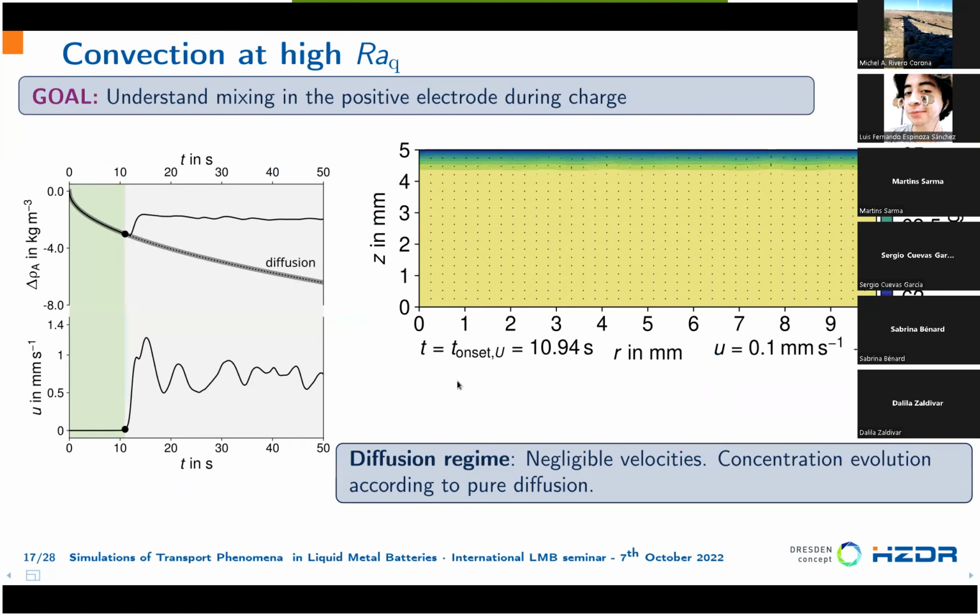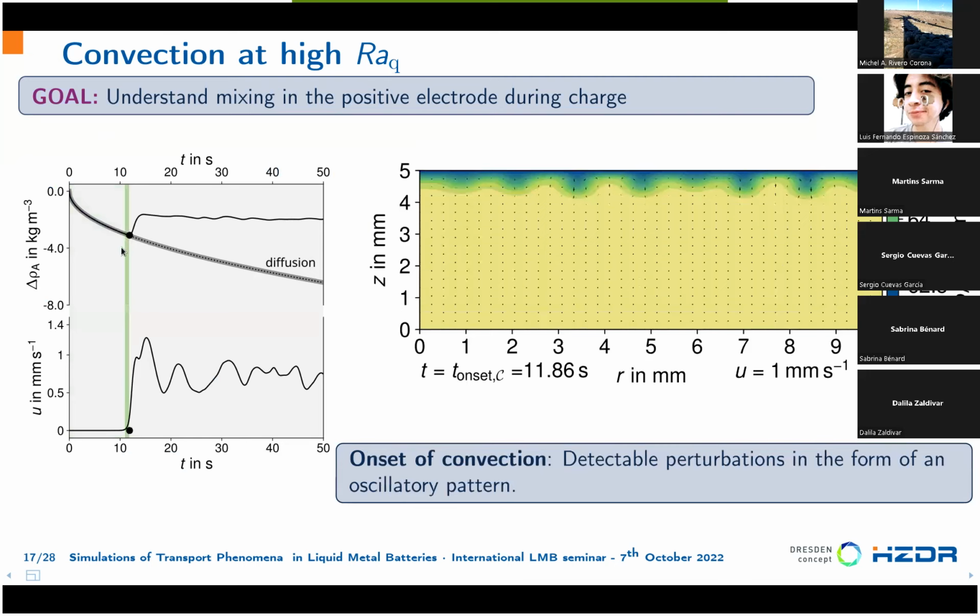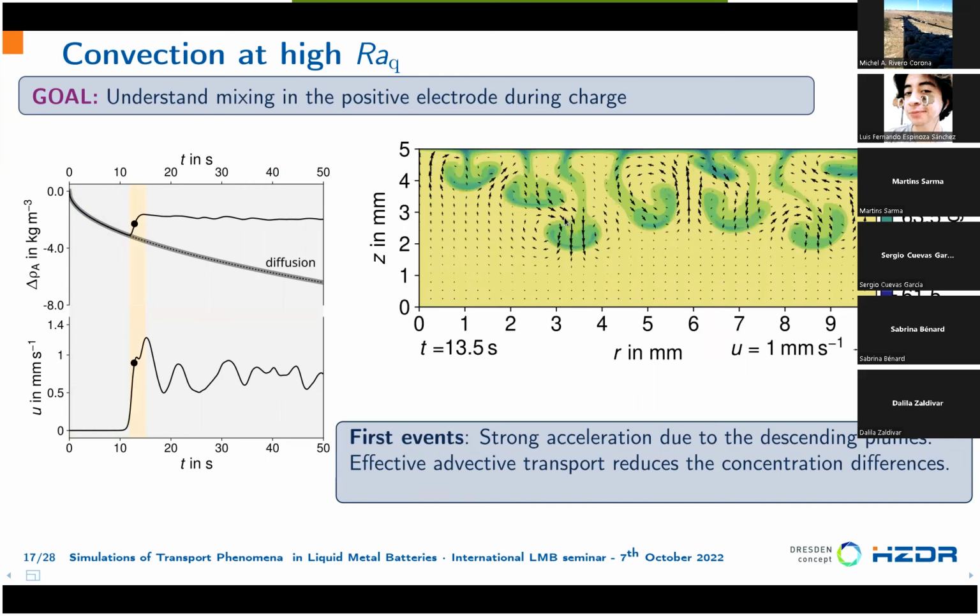So, solutal convection in 2D domains. Here is the reference case that I discussed before. It starts with diffusion, so we have negligible velocity and the concentration evolves as pure diffusion. Here we see very parallel lines in the concentration field. Then we have the onset of convection and we see this wavy pattern that resembles Rayleigh-Taylor instabilities. This detectable perturbation then leads to the first events, which are these plumes going through the domain.